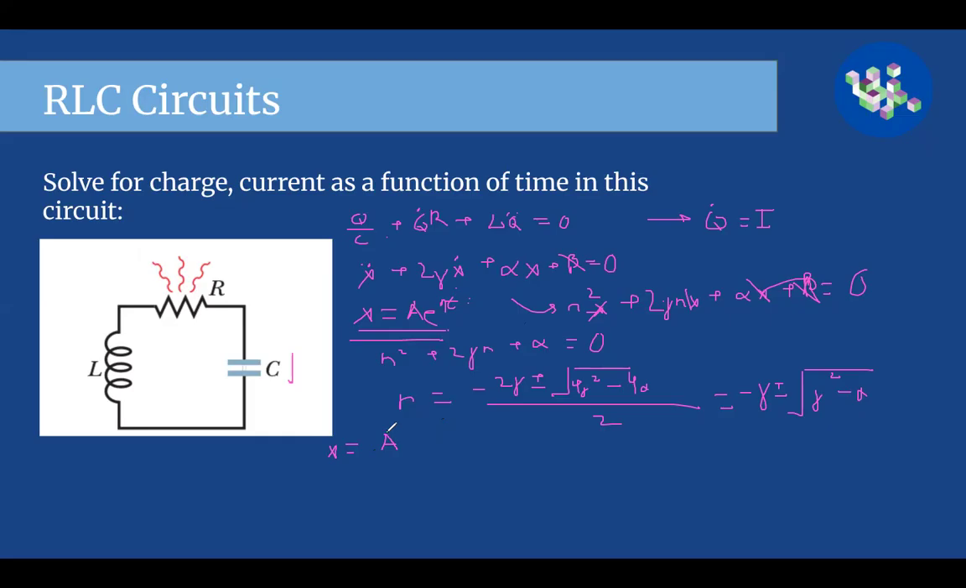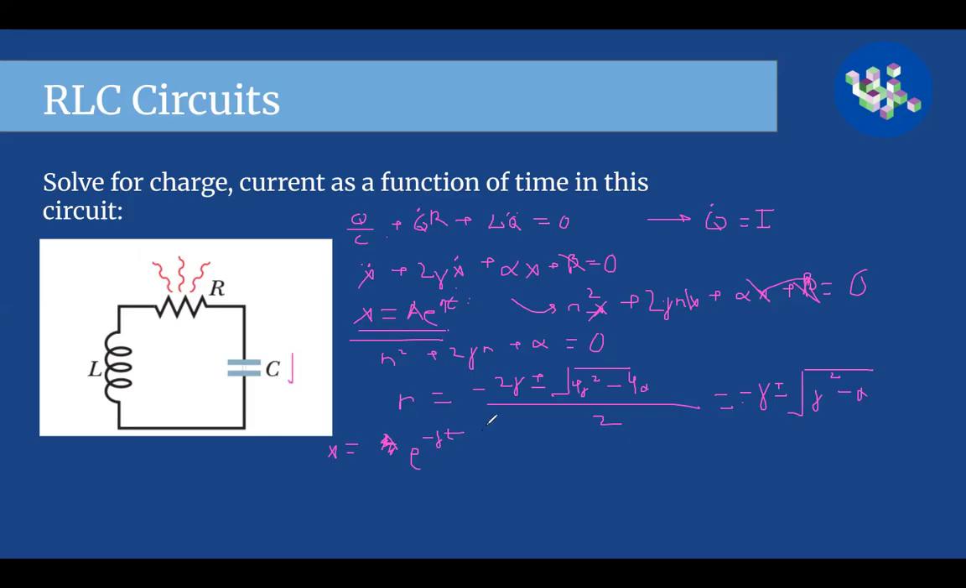Wait, in general, because we have two different solutions for n, right? We have negative gamma plus the square root of gamma squared minus alpha, or negative gamma minus the square root of gamma squared minus alpha, right? So we can say it's a e to the first n. Or let's say we pull out the negative gamma first. So say x is equal to e to the negative gamma t.